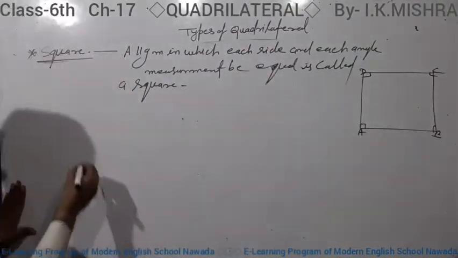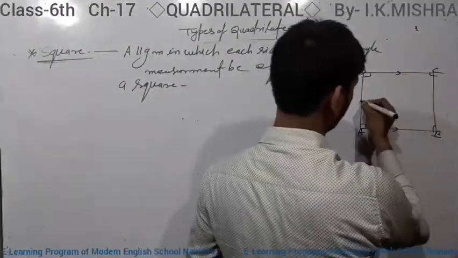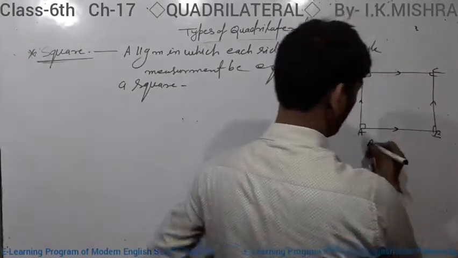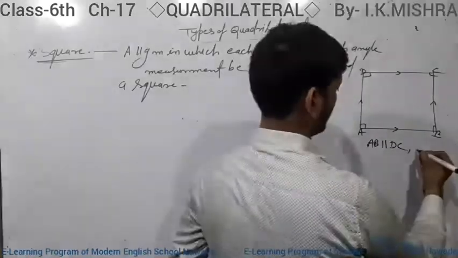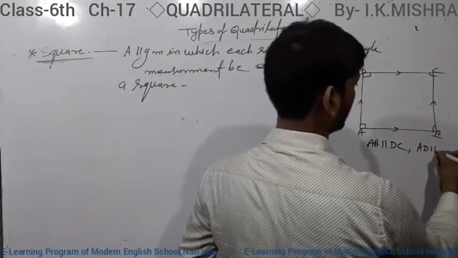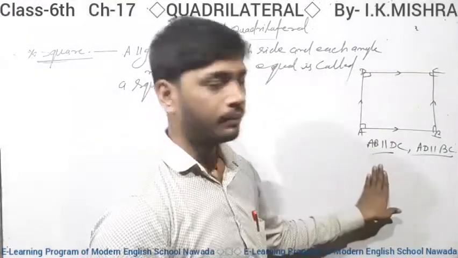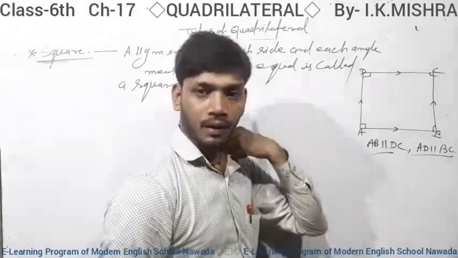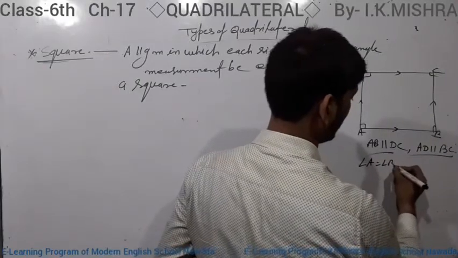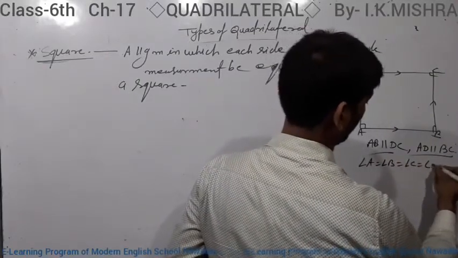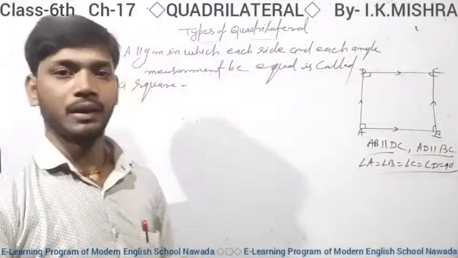So students, here ABCD is a parallelogram, and here AB is parallel to DC, AD is parallel to BC. Here students, in this parallelogram, angle A is equal to angle B is equal to angle C is equal to angle D is equal to 90 degrees. Here all of the angles are equal.